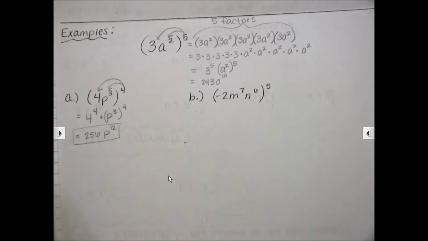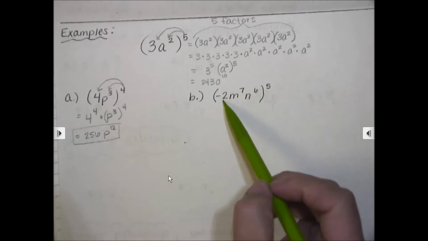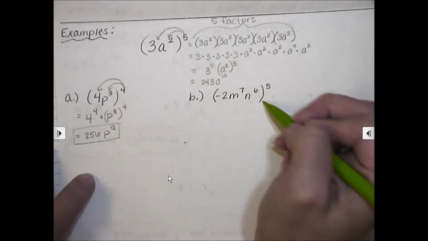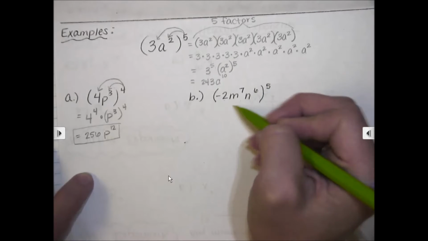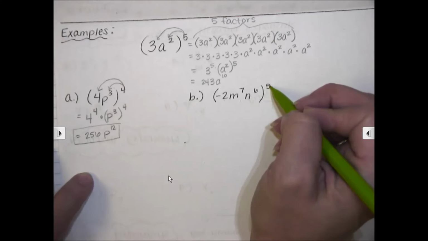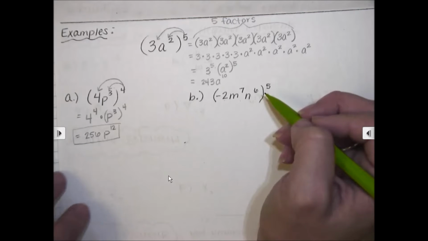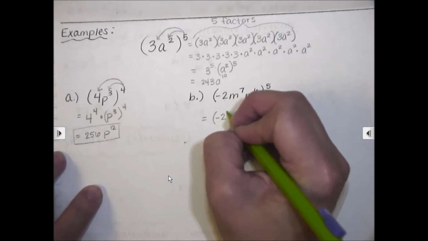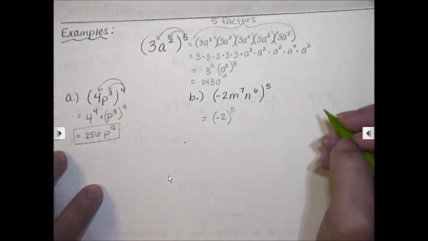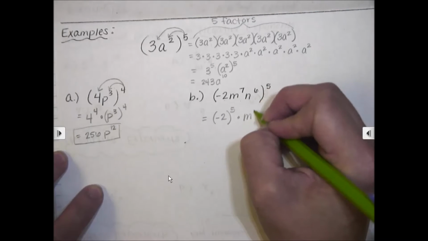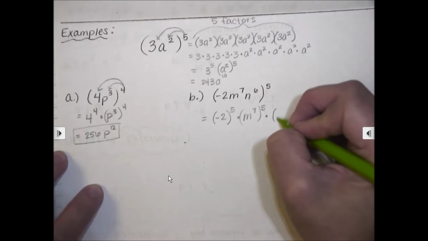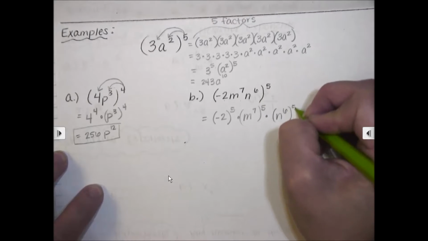Alright, let's look at B. I have a few more pieces to my product here. I have -2, m to the 7th, n to the 6th, and that whole product is raised to the 5th power, which means it is a factor how many times? 5. Okay, so I have -2 to the 5th power, m to the 7th, all to the 5th power, n to the 6th, all to the 5th power.